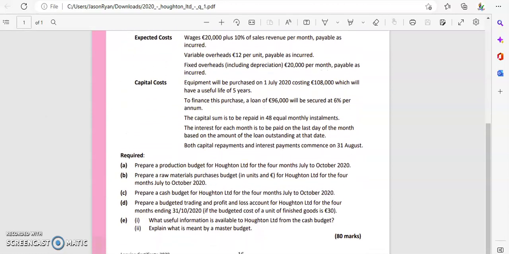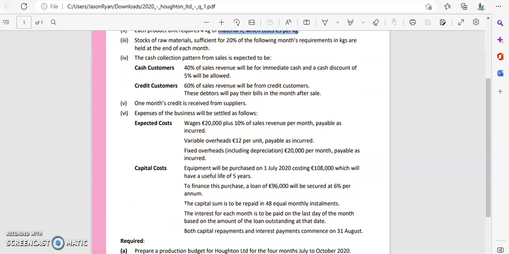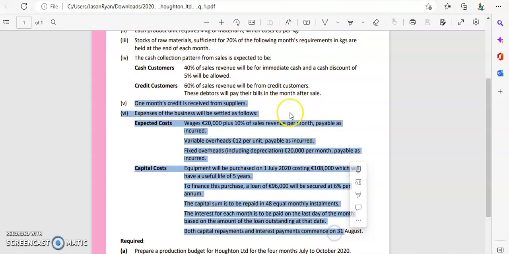Okay, so let's have a look at part C for Houghton Ltd 2020 paper question 9. It says prepare a cash budget for Houghton Ltd for 4 months, July to October. So the rest of the information here, part 4, 5, 6, this is where we're going to get our information from. This first part here is looking at our receipts. From adjustment 5 onwards, that's looking at our payments.